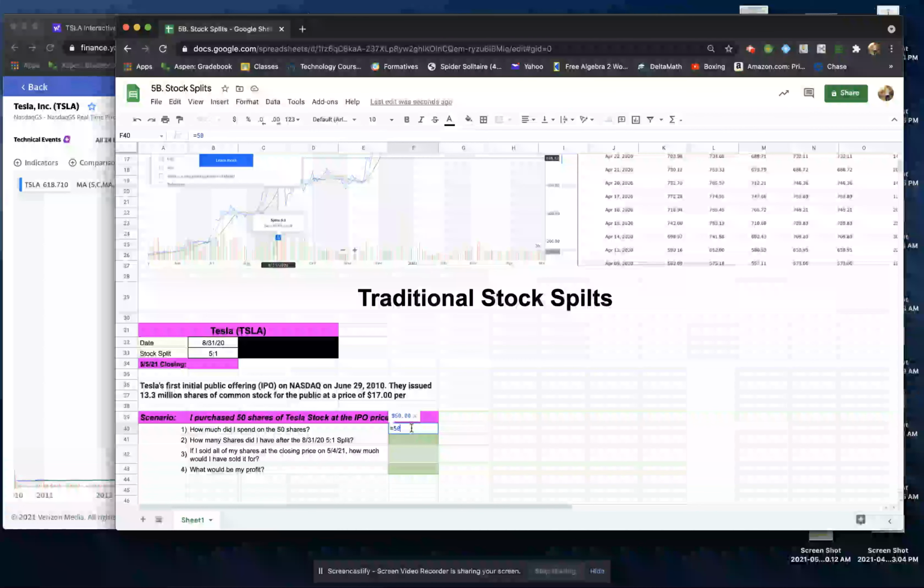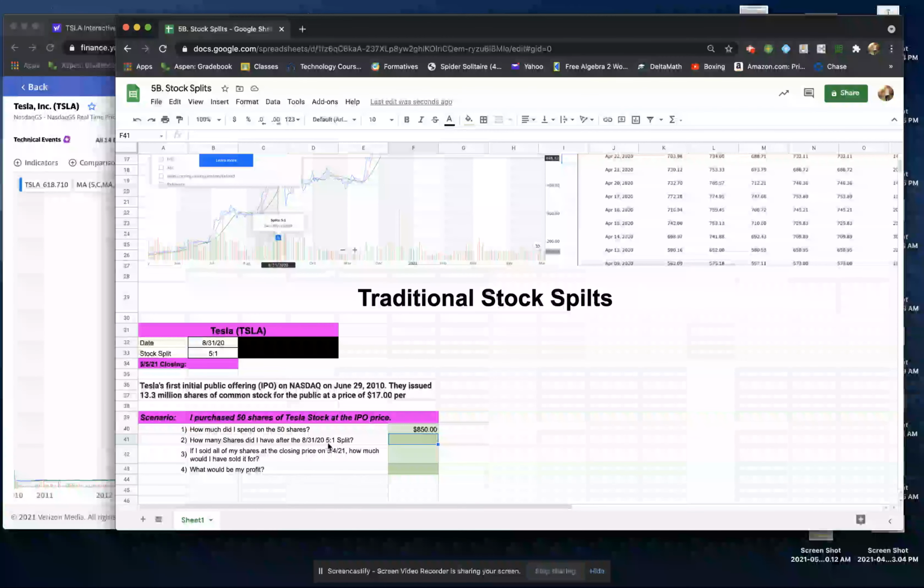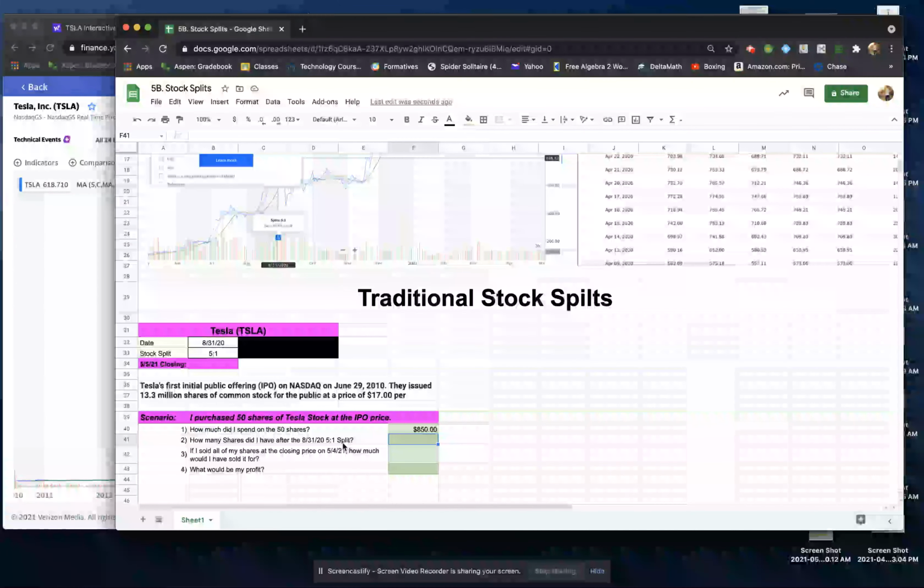So I had 50 shares. We're going to do equals 50 times, and it was $17. So I'll say 17. So the 50 shares cost me $850. Now I just sit on those 50 shares. Then the stock split comes on August 31st, and it was a 5-for-1 stock split.